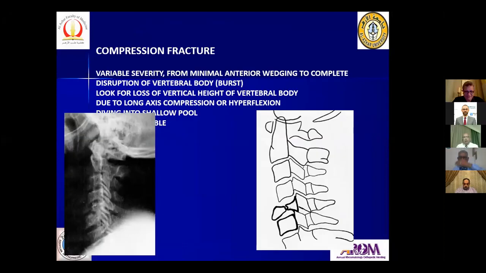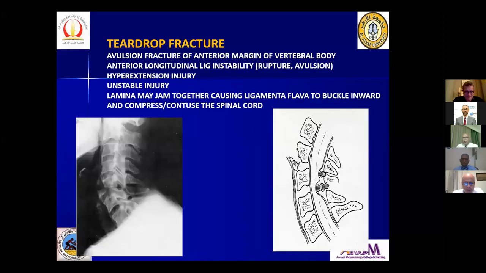It is variable, severe, from minimum anterior wedging to the complete disruption of the vertebral body, and this is an example. Also, this is a very important injury which is affecting the inferior part of the body. It is called teardrop fracture. It is an avulsion fracture of the anterior margin of the vertebral body, with anterior longitudinal ligament instability, and this is rupture or avulsion and a very unstable injury, and it can lead to serious complications.